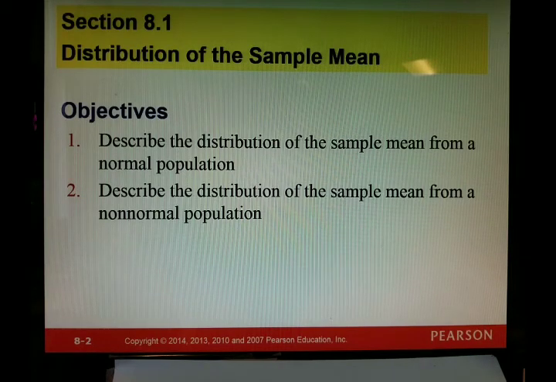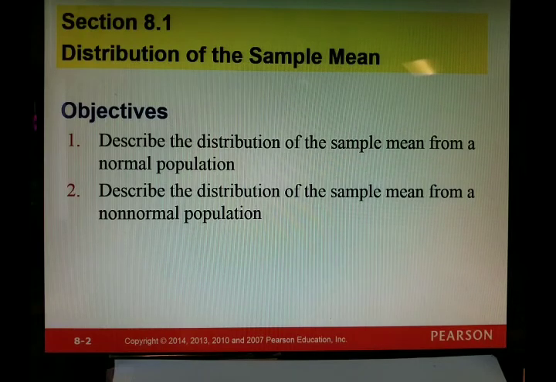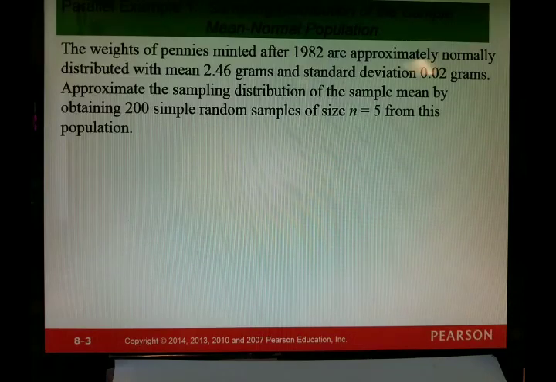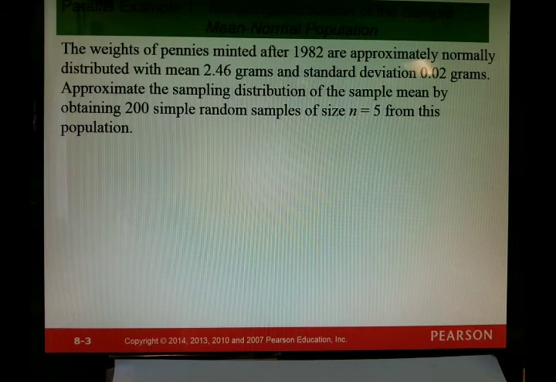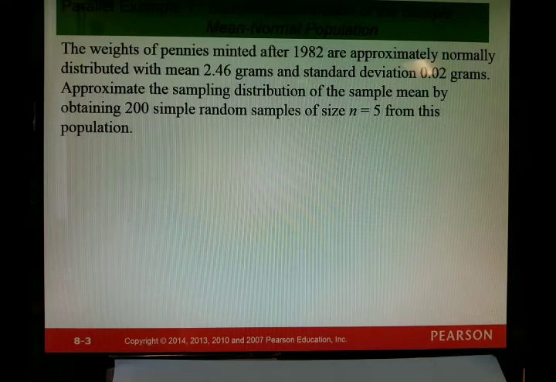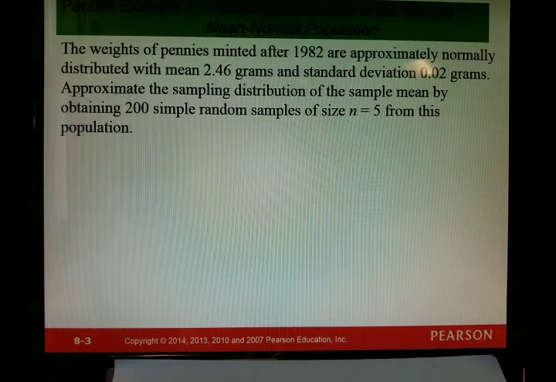So this lesson today will be talking about the means of samples being our actual data values that we enter. It talks about the weights of pennies minted after 1982 being approximately normally distributed with a mean of 2.46 grams and a standard deviation of 0.02 of a gram. Approximate the sampling distribution of the sample mean, obtaining 200 simple random samples of size 5 from this population. So the original data is already normal. And so if we take the means from data that's already normal, our new data will also be normally distributed.